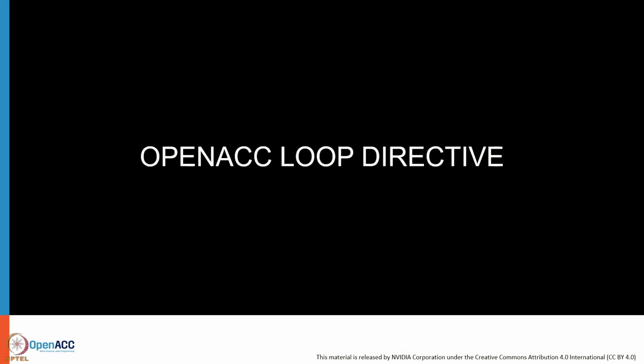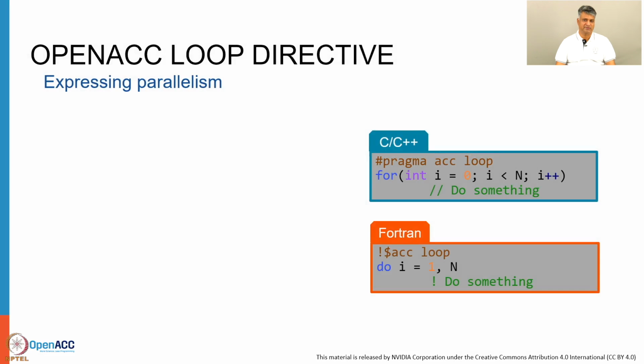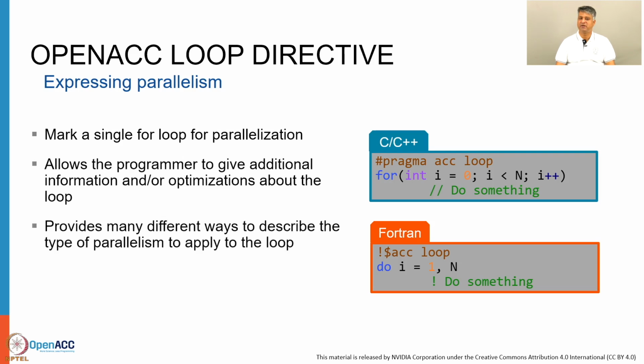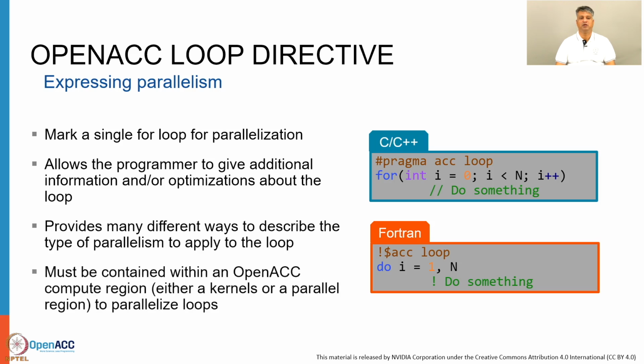Now, let us look a little bit deeper into this OpenACC loop directive. How do I express parallelism? So, I mark a single loop for parallelization. I allow the programmer to give additional information about the optimizations of the loop. And I provide many different ways to describe the type of parallelization to apply to the loop. It must be contained within an OpenACC compute region, either a kernels or a parallel region, to parallelize these loops. We will talk about what kernels regions are in a bit in this lecture.